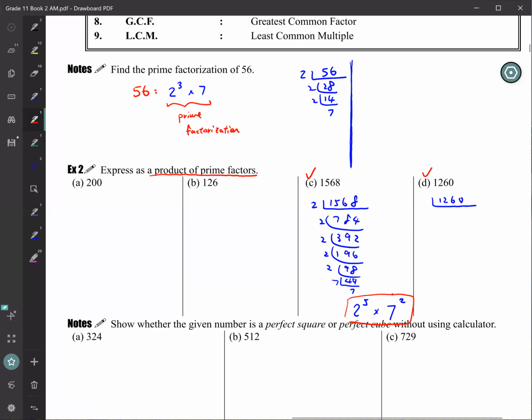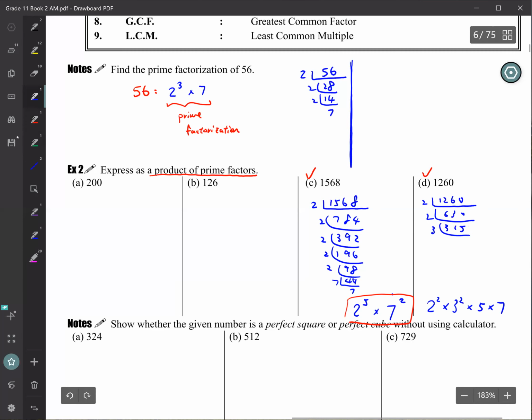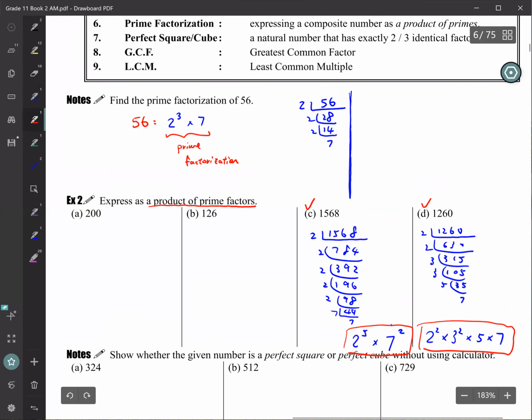Okay, Eric, what about D? What's your prime factors? 2 squared times 3 squared times 5 times 7. Okay, so divide by 2, 630. 2 again, 315. And then we can do 3, 105, 3, 35, and 5, 7. Okay, so now you know how to do the factoring, right? Breaking down. We can use it to check if the number given is a perfect square or perfect cube.